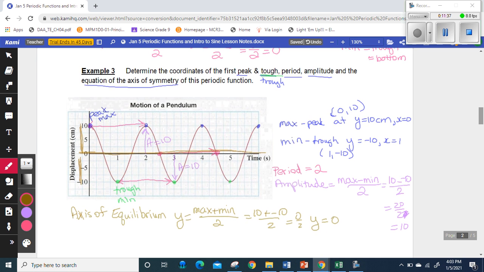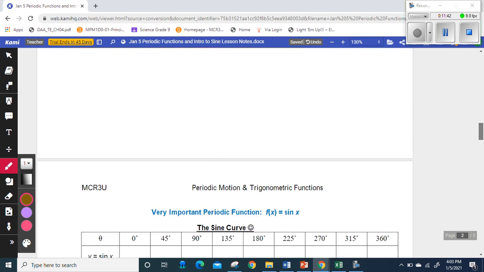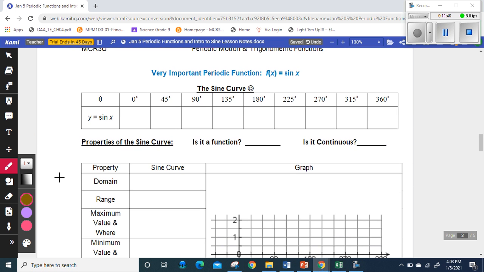So you're good to go do the task on periodic functions. Okay, that's a Google slide. It's in the classroom. And then we go on in the lesson, and we're going to do 2 very, very, very important sinusoidal functions. Okay, so this is a new parent function right here.